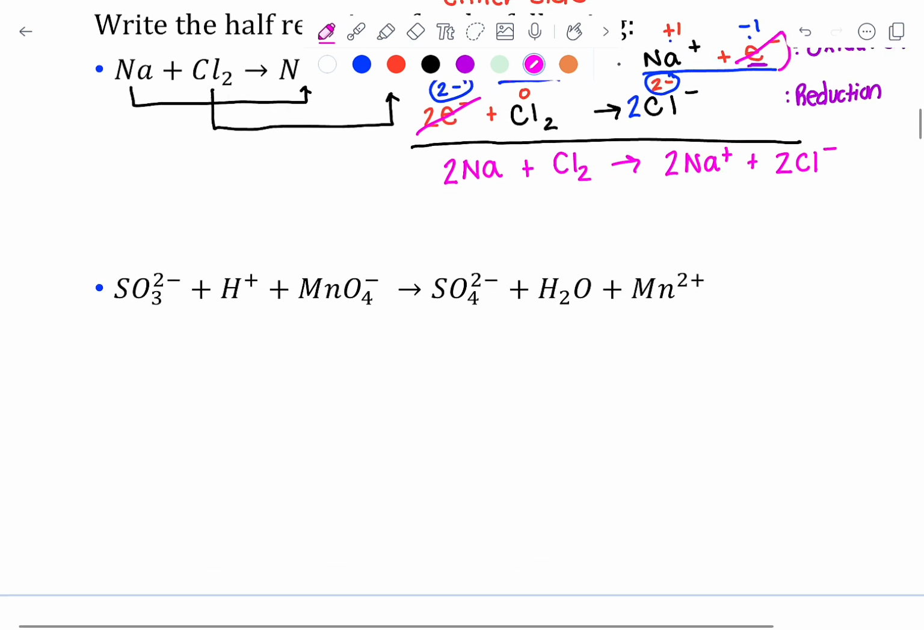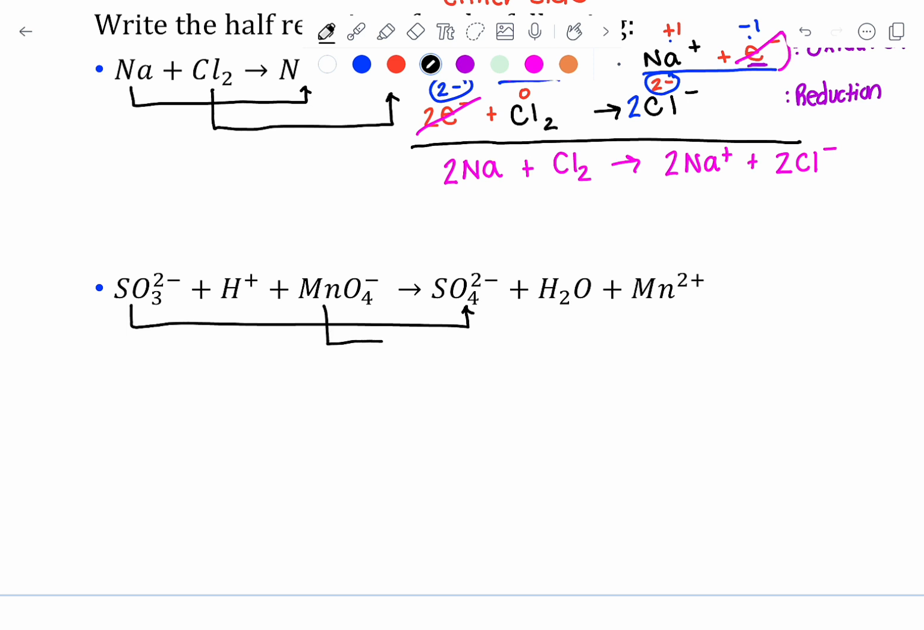For our next reaction that we have here, we're going to write out the half reactions. And again, we just want to track where or how the individual element or compound is changing in the chemical reaction. So we can see here that SO3 is turning into SO4, right? The sulfite is turning into sulfate. And then the manganese is turning into Mn2+. So we see here how the individual compounds or elements are changing from one side of the reaction to the other.